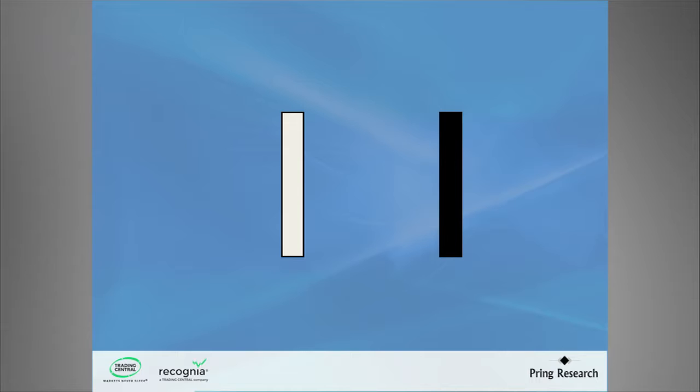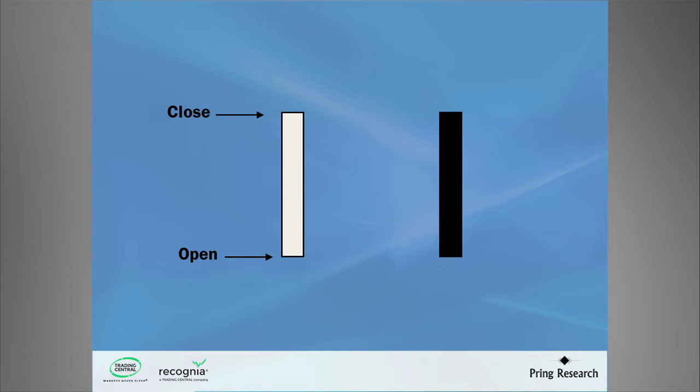Now you may be asking the question, how do we tell which is the opening and which is the closing? Well, the answer lies in the color of the rectangle. If it's white or empty, as in the example on the left, the lower part of the rectangle represents the opening and the top part represents the closing price.